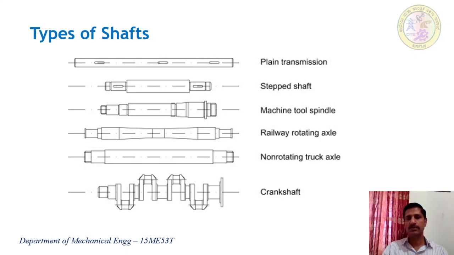And next when it comes to the crankshaft, that is the last one, you may see that it is a cross shaped one. Normally the shafts are having a cylindrical shape but it is a cross shaped and it is an integral part of an engine.